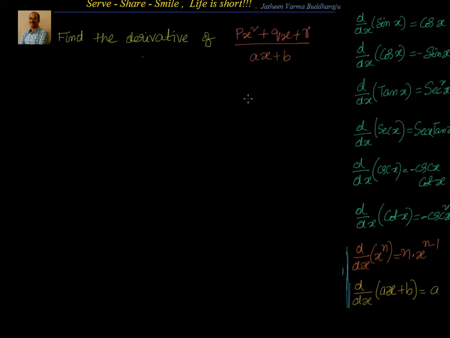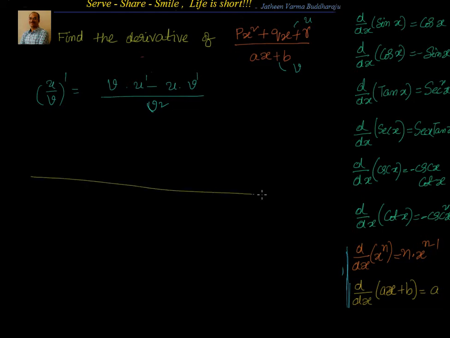Let's look at this example. This is the last one for this session. We have to find out the derivative of (px square plus qx plus r) divided by (ax plus b). Now by this time you are very well conversant with that. You know that this is in the form of u by v, and we know the rule says the derivative of u by v equals v into u dash minus u into v dash divided by v square. So let's substitute the formula directly. We will do it straightforward.